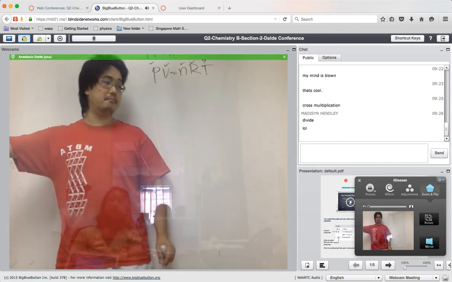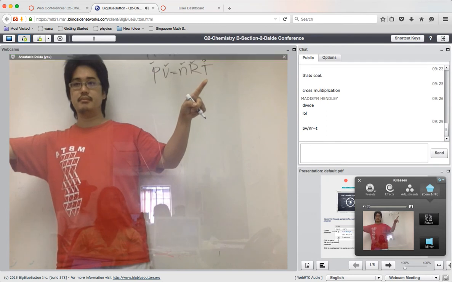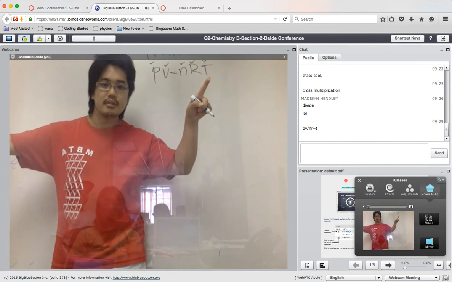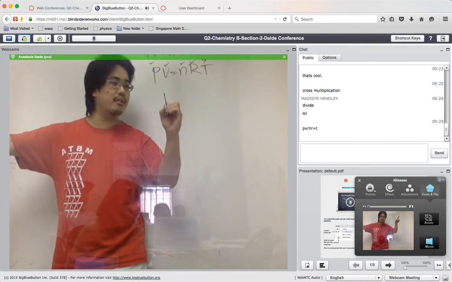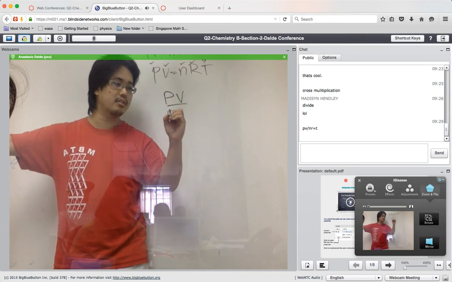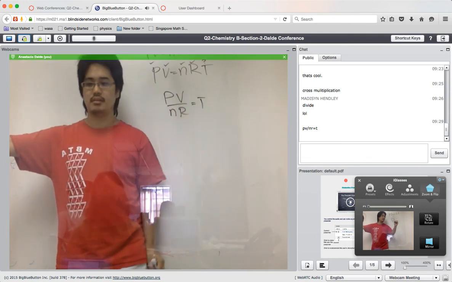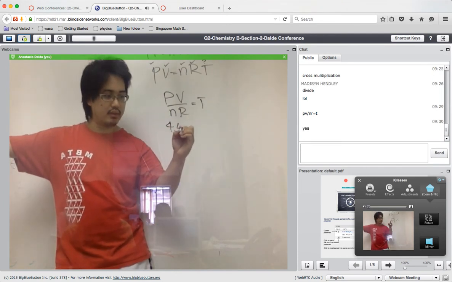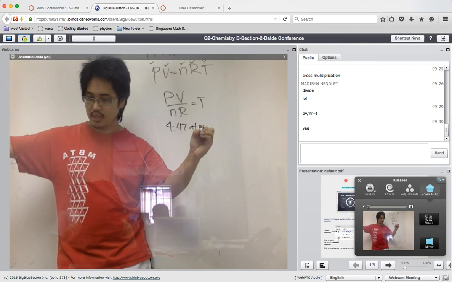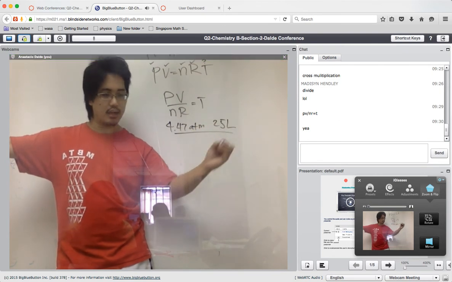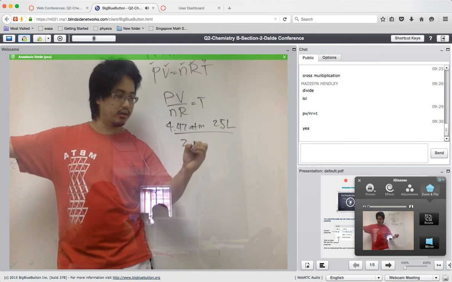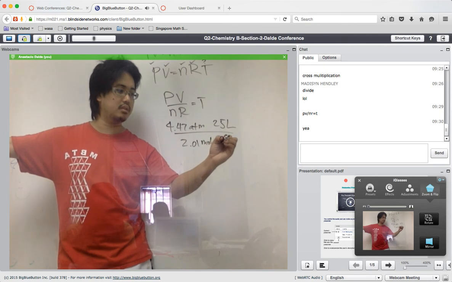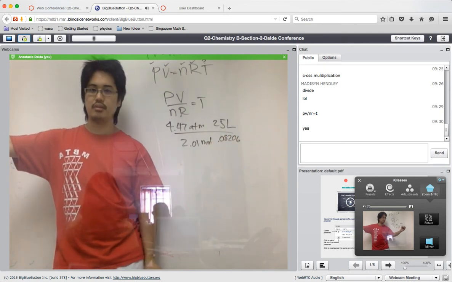And then solve for T. N and R I want to get rid of. Solve for T. I can't see what Madison wrote. I think she wrote PV over NR equals T. Perfect. Now, in the problem, I gave you 4.47 atmospheres and 25 liters and 2.01 moles, and R is 0.08206.